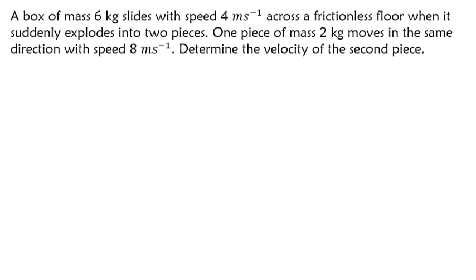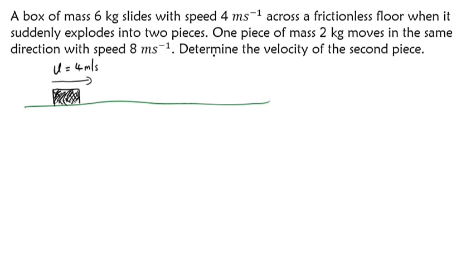Alright, so let's first break this down to understand what is happening. Here's our rough floor. The floor is frictionless, so it's smooth. Here's our object or box before sliding. It was moving in this direction with a speed of 4 meters per second. So we can say the initial speed was 4 meters per second.